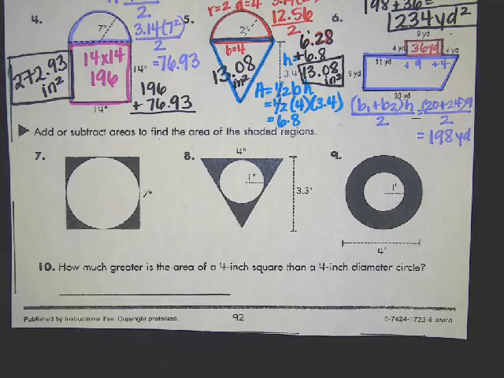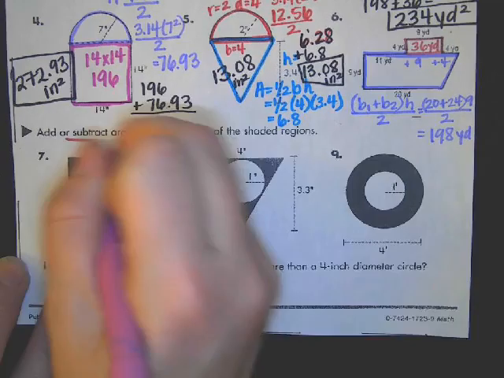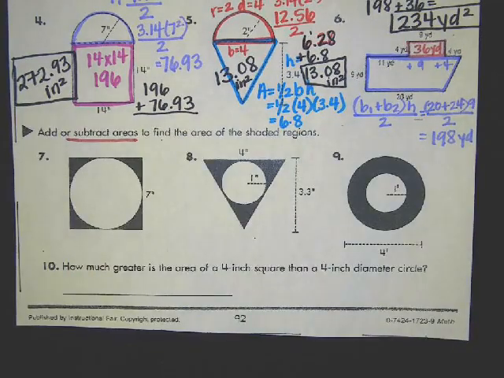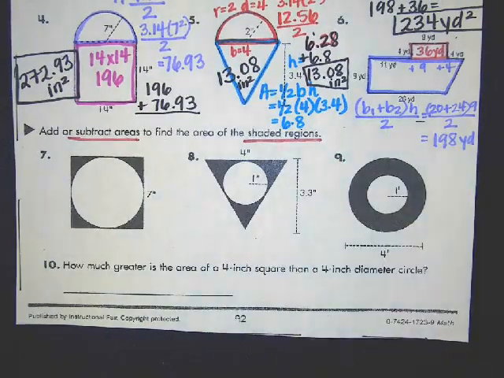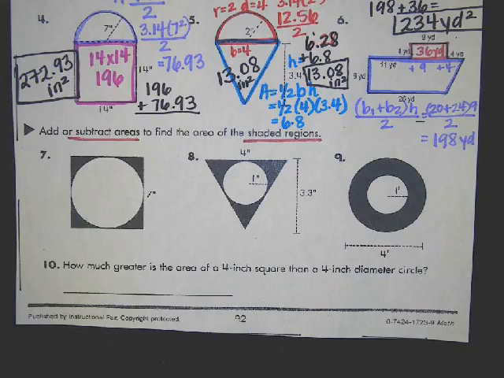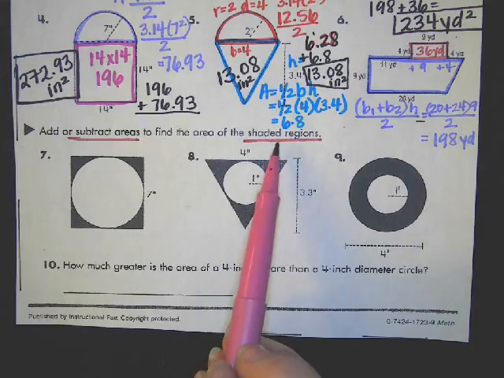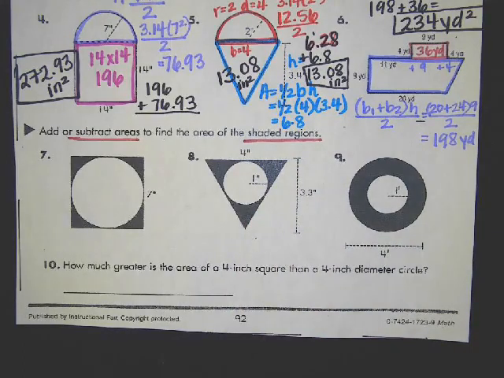These last four problems are a little bit different. Now we're going to add or subtract areas to find the area of the shaded region. Okay, we're going to have to figure out what we're taking out in order to just find the area of the shaded part of the shape.